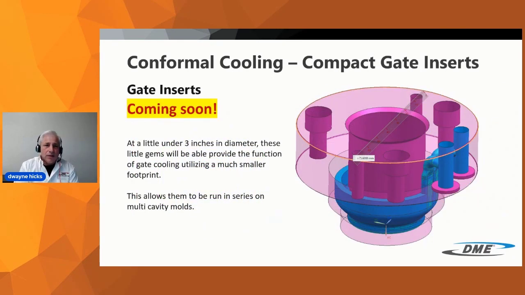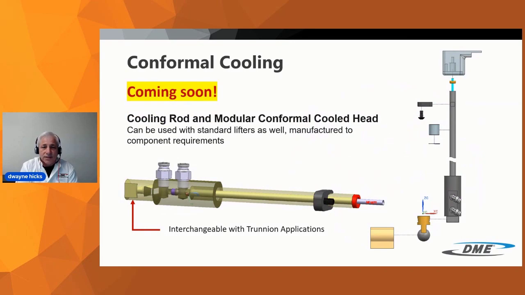Coming soon are compact inserts. And this is going to be very helpful for multiple daisy chain scenarios. They're under 3 inches in diameter and about 3 inches tall and provide the same function as our slim gates. And this is very exciting for a lot of people.